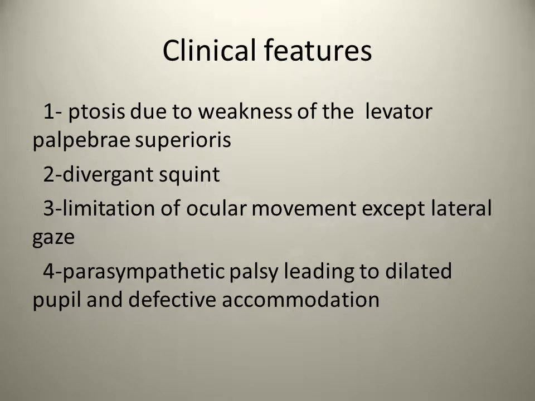The clinical features are obvious: ptosis, usually profound ptosis, and divergent squint because the lateral rectus is now dominant, and limitation of ocular movement except for lateral gaze. Parasympathetic palsy will lead to a dilated pupil and defective accommodation.